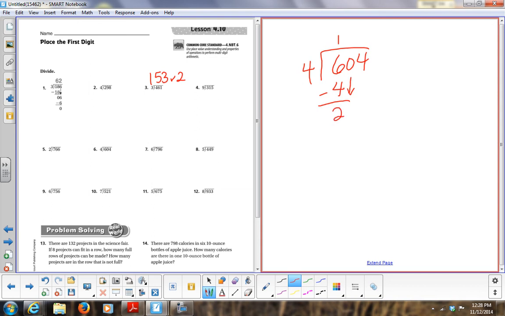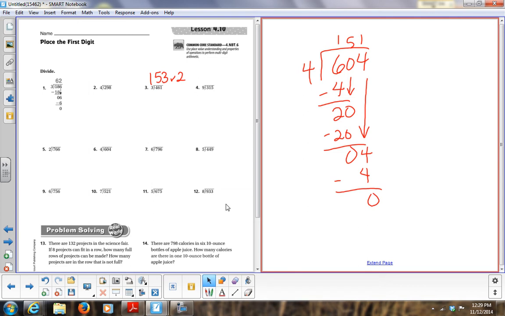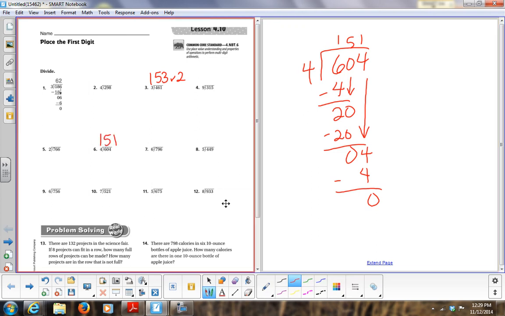2. Bring down 0. 4 can go into 20 how many times? 5 times. Ivan. 4 times 5 is 20. Bring down the 4. 4 can go into 4 how many times? 1 time. 4 times 1 is 4. No remainder. Now let's do number 10.